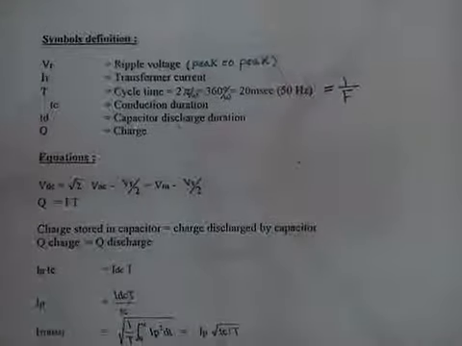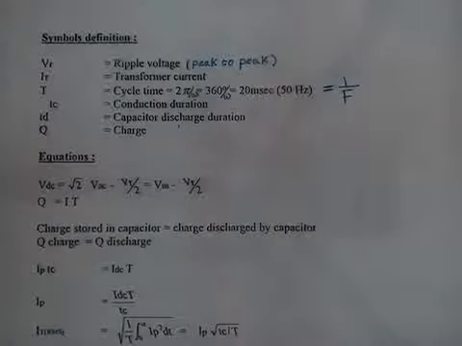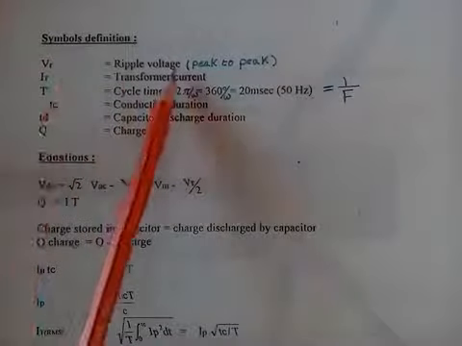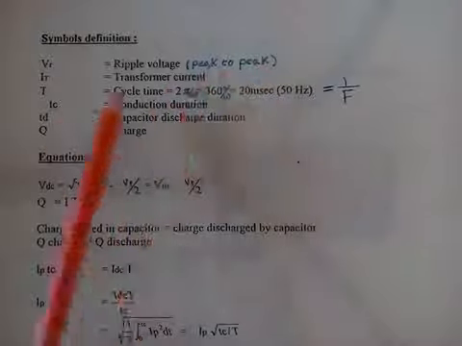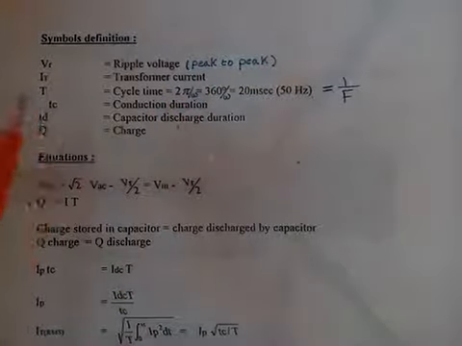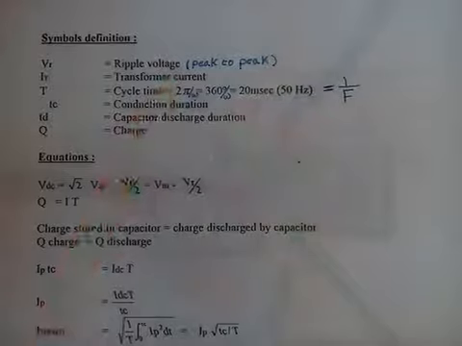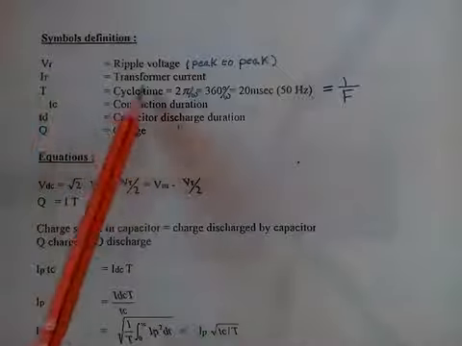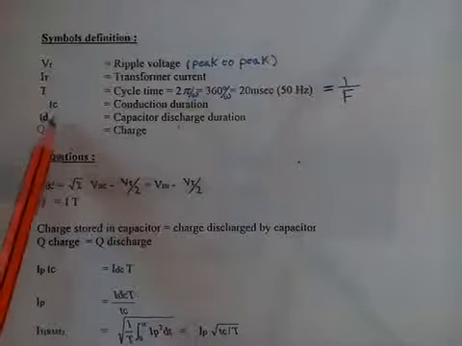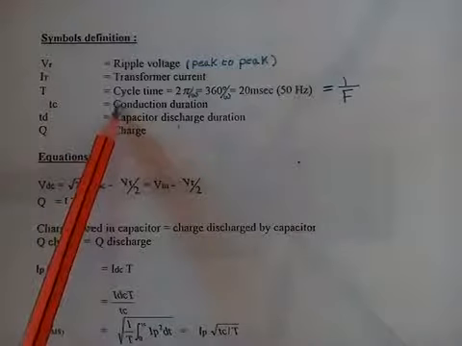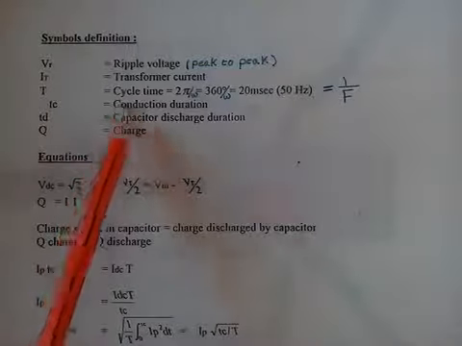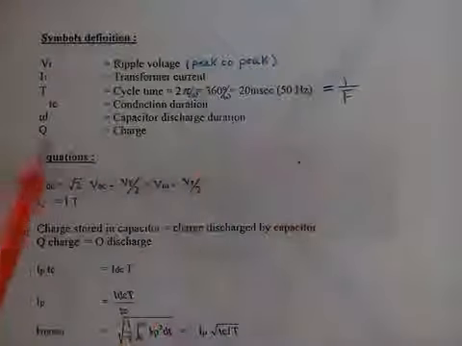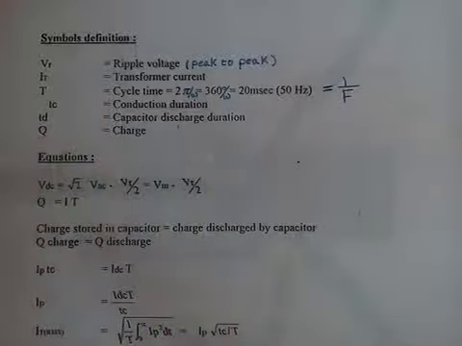Now let's go to a few more equations. We have VR, the ripple voltage. It's always peak to peak. Whenever we refer to VR, that means it's peak to peak. We have IT, the transformer current. We have T, which is the cycle time, 1 over F. We have TC, the conduction time, the time where the transformer charges our cap. We have TD, the capacitor discharging time. We have Q, which is the charge.